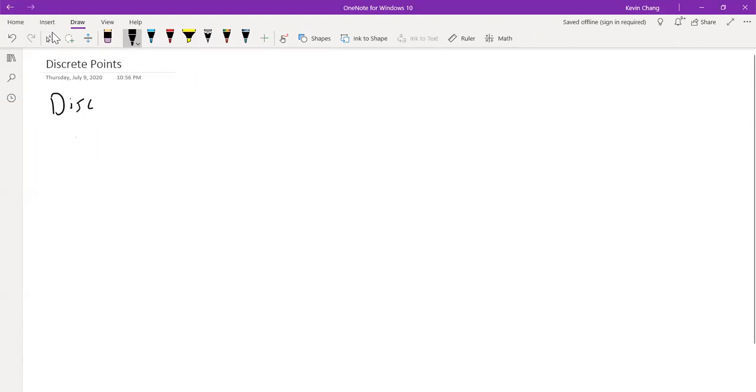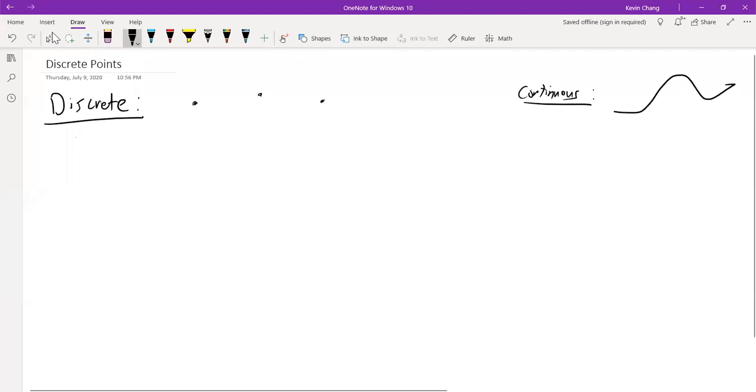But okay, let's go back to the lesson. We have discrete points. So what does it mean to be discrete? In mathematics, the word discrete means that we have separated, non-continuous information. A continuous curve is the opposite of discrete. This curve is continuous, because at no point are we breaking apart. Everything is flowing, it is continuous, it is smooth.